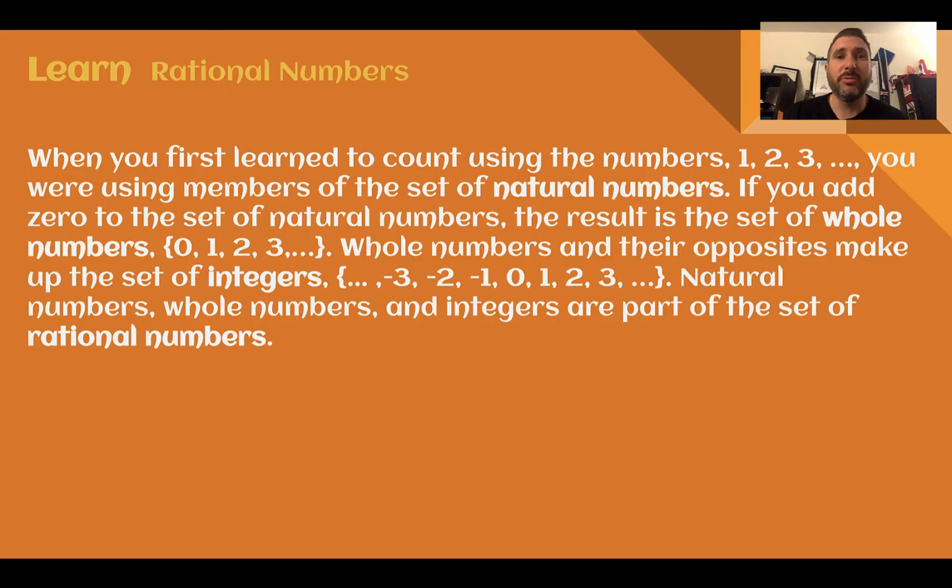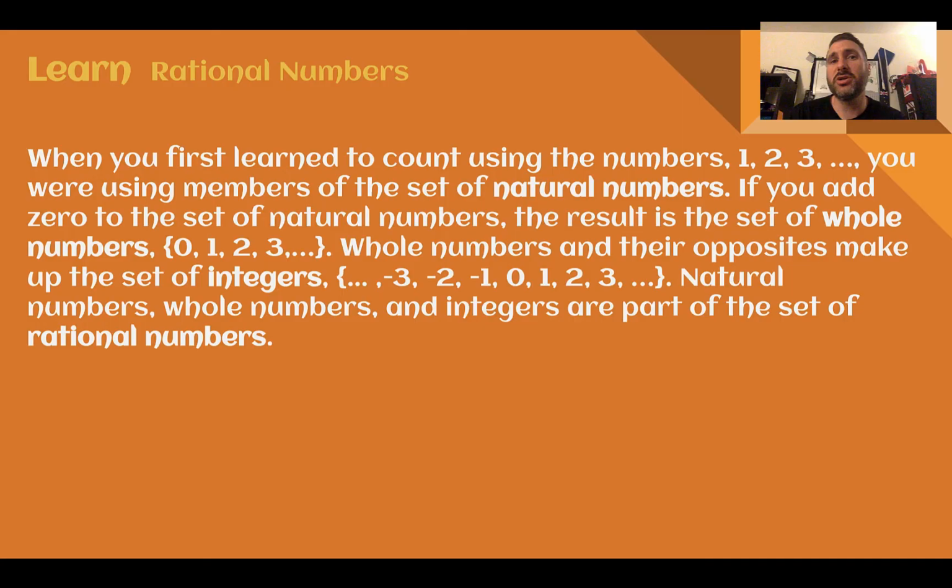Let's learn. Rational numbers. When you first learned to count using numbers like 1, 2, 3, 4, etc., you were using members of the set of what's called natural numbers. When you add 0 to that set, you end up making the set of whole numbers, and then whole numbers and their opposites, so now bringing in the negatives, make up our set of integers. All three of those together are part of the set of rational numbers.